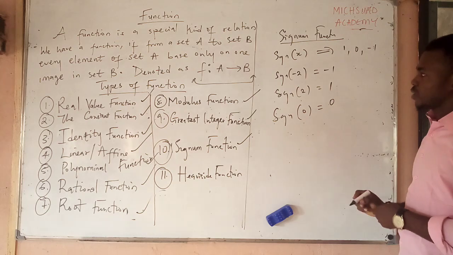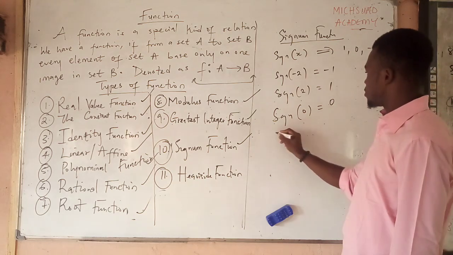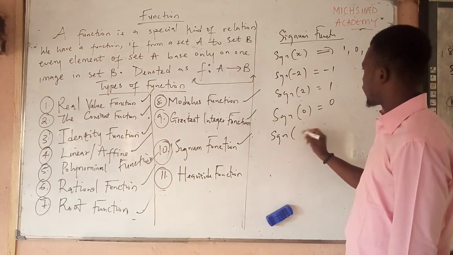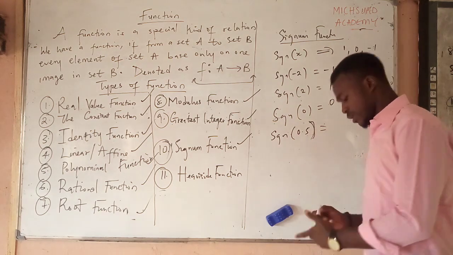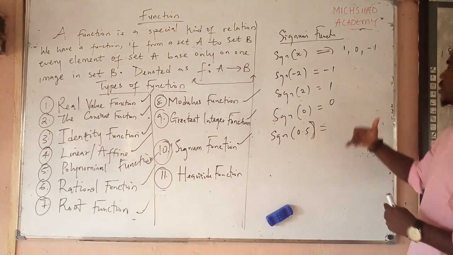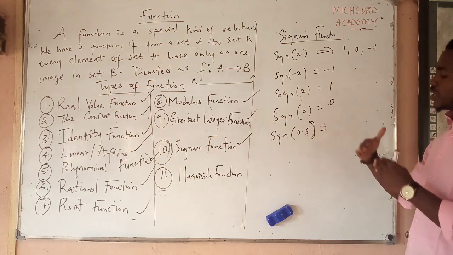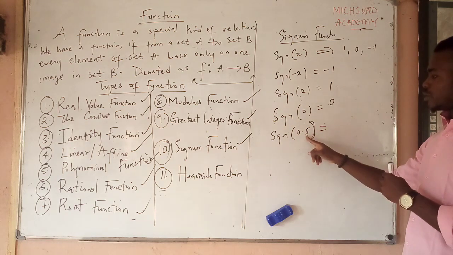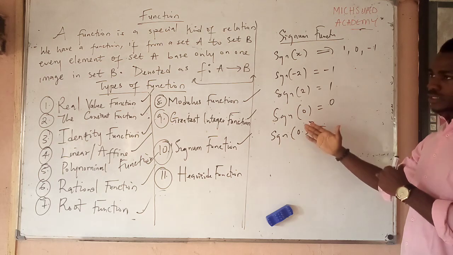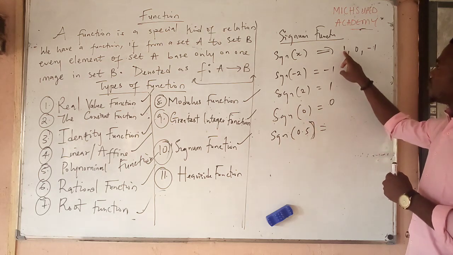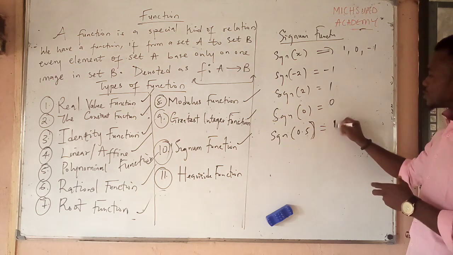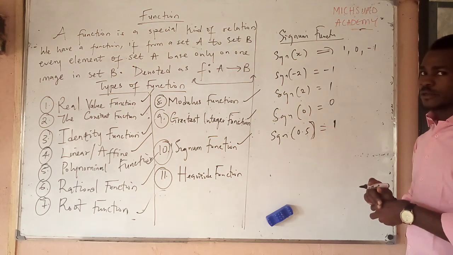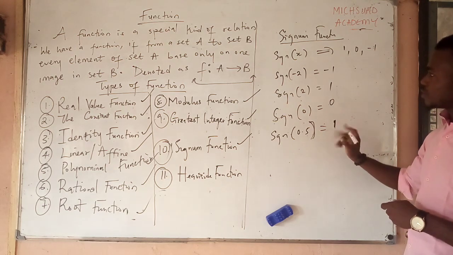How about the signum of 0.5? If you watch closely, when the value is more than 0, and 0.5 is greater than 0, the only value it can take will be 1, so our answer is 1. So that is for the signum function.